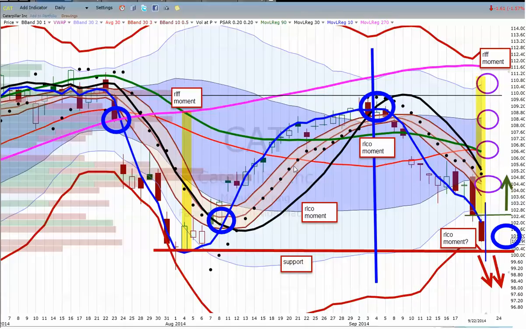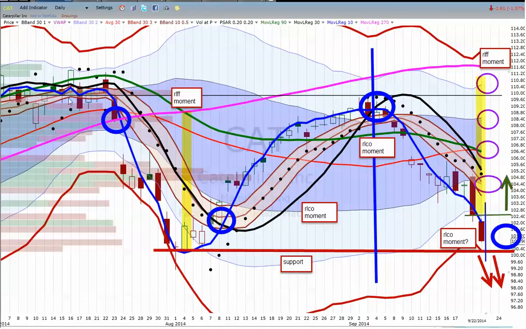These black dots are a parabolic stop and reverse, and you can see I'm using a 0.2 and a 0.2, so it's considerably more adaptive than the default setting, which is like 0.02. And so what that often gives us is early confirmation that the trend has reversed. So like 2 dots after reversal tells us we ought to be looking at the long entry here, and that sort of links up with our regression line crossover.